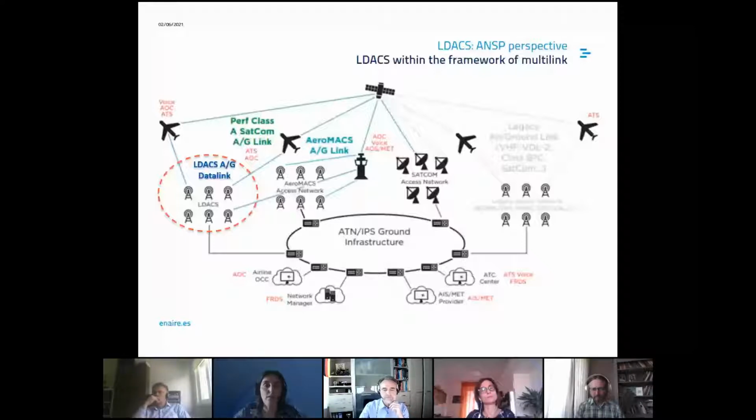What functionalities are associated to this multi-link operational concept? The evaluation of the link status, the decision on the link usage, and also the seamless handover from one link to the other. But there are several technical challenges that have to be solved for implementing this concept. Among those technical challenges, we can talk about, for example, the maintenance of simultaneous connections open on various links, and the routing issues that could be introduced on the ground segment. But in any case, we have to keep in mind that LDACS will be a very important technology within this multi-link concept.